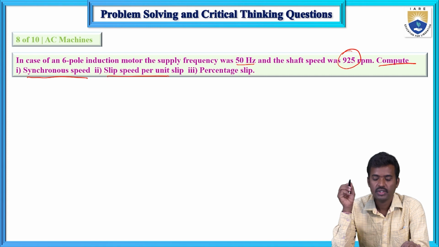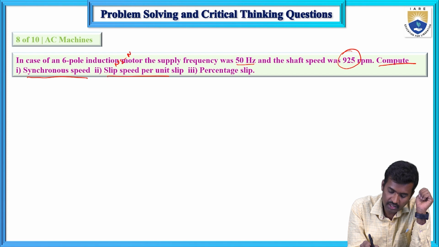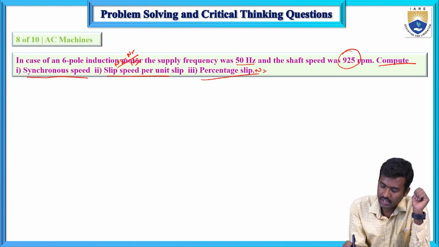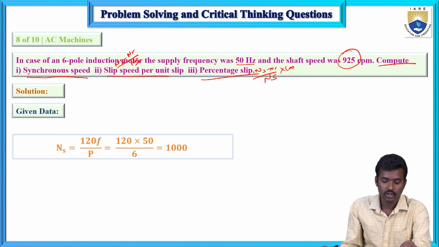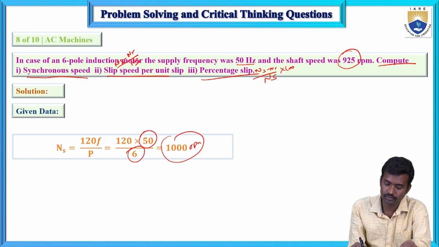And this one, slip speed. Slip speed means NS minus NR, and per unit slip is NS minus NR divided by NS, and percentage slip is NS minus NR divided by NS into 100. Now moving on to the solution. Here 120 F by P equals 120 into 50 divided by 6. This is the frequency and these are the number of poles, and this one is the RPM, 1000 RPM.